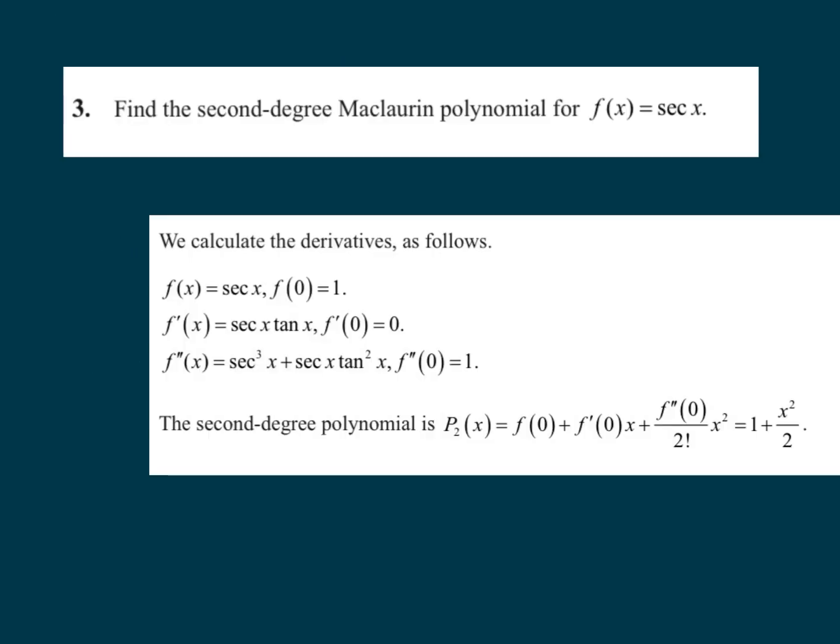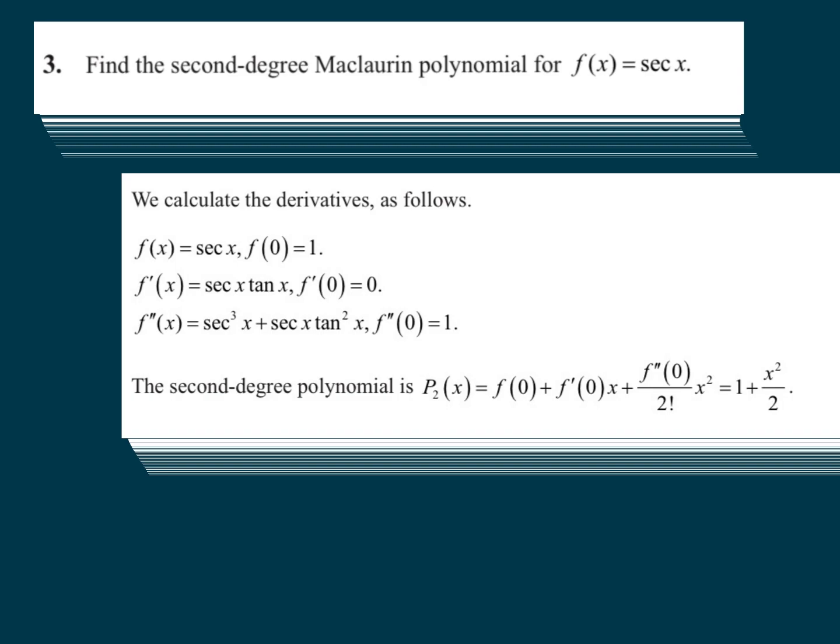Okay, this problem is more or less exactly the same. We are given the function, and we need to find the derivative first. The derivative of secant x is secant tangent of x. The second derivative of the function, or the derivative of secant tangent, is secant cubed of x plus secant tangent squared of x. We evaluate the function at x equals 0 because it's a Maclaurin polynomial. So at x equals 0, the value of the function is secant 0. Secant 0 is 1 divided by cosine of 0. Cosine of 0 is 1. 1 divided by 1 is 1.